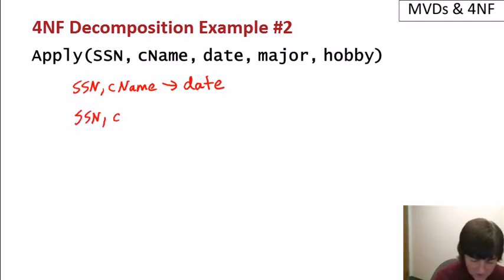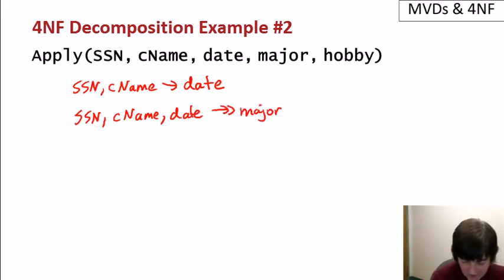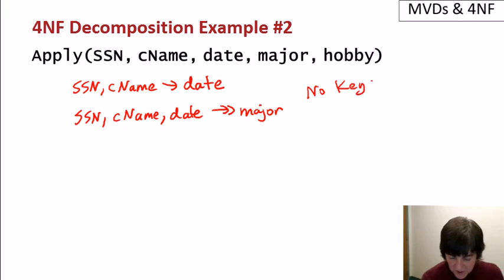So we have Social Security number, college name, and date multi-determines the major. Incidentally, that would mean it multi-determines the hobby too. Once again, we have no keys for the relation except for all attributes. So we have both a violating functional dependency in this case, and a violating multi-valued dependency.